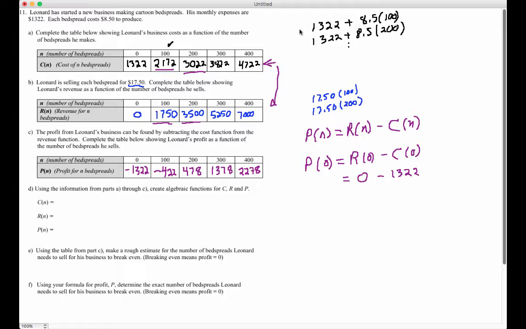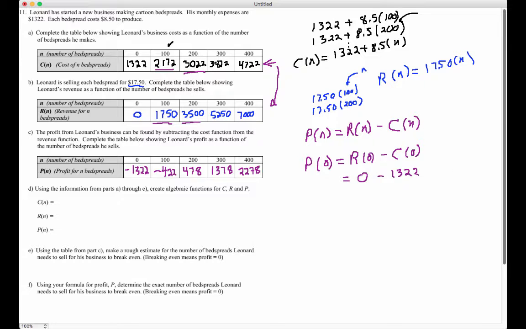So notice that our cost function, C of n, where n is the number that we actually manufactured, is going to be 1,322 plus 8.5 times n. Our revenue function, same idea here. Notice that this value right here, that's our n. So our revenue function as a function of n is going to be equal to 1,750 times n.